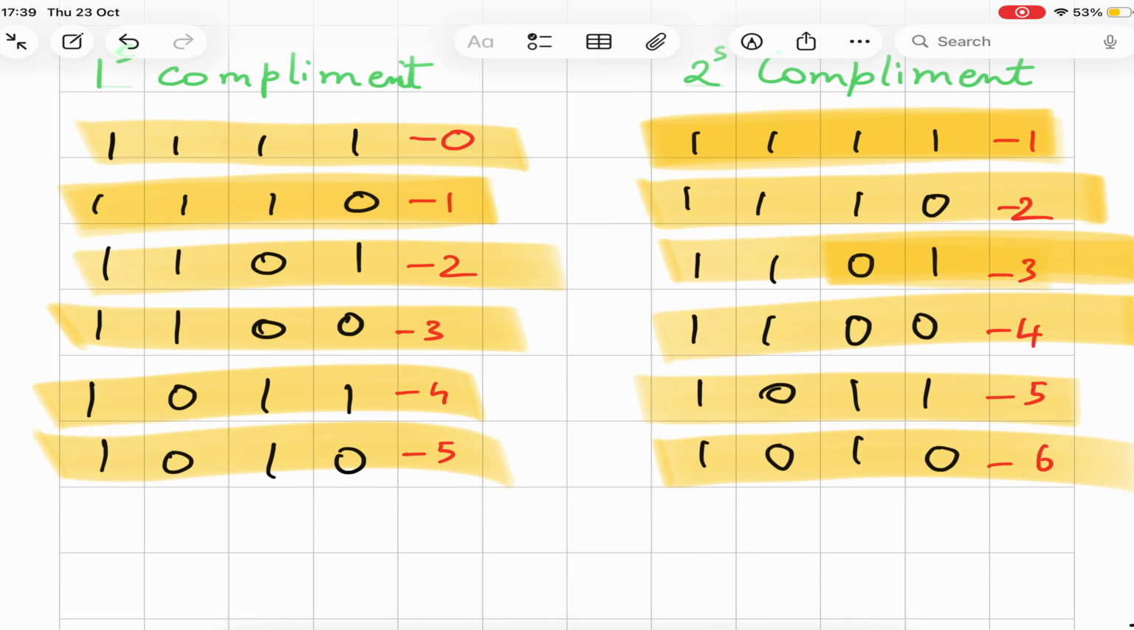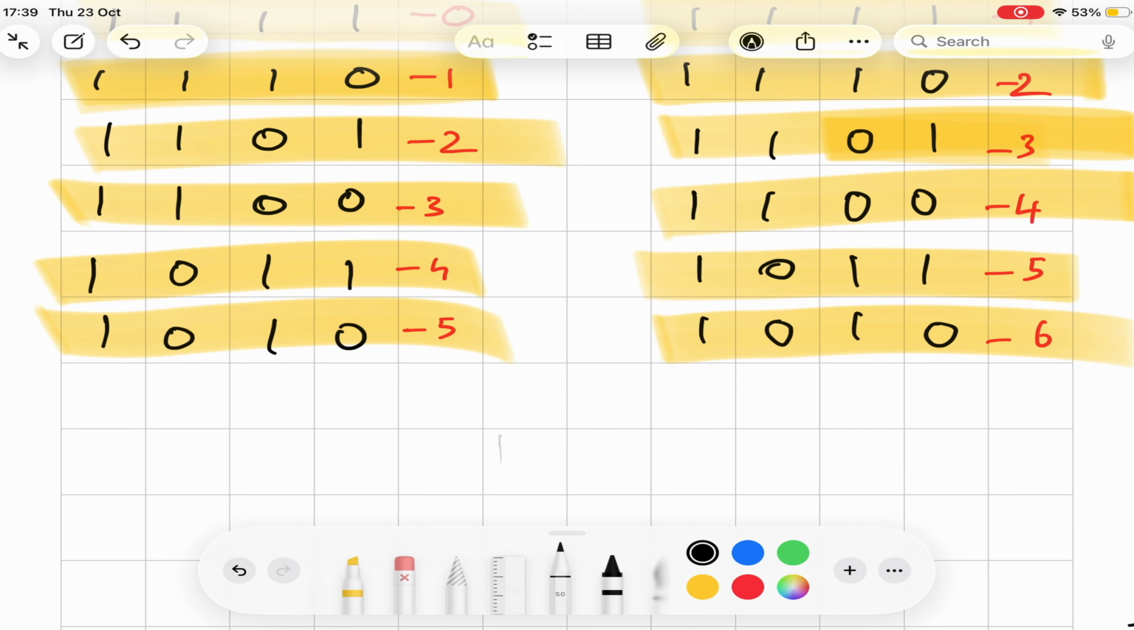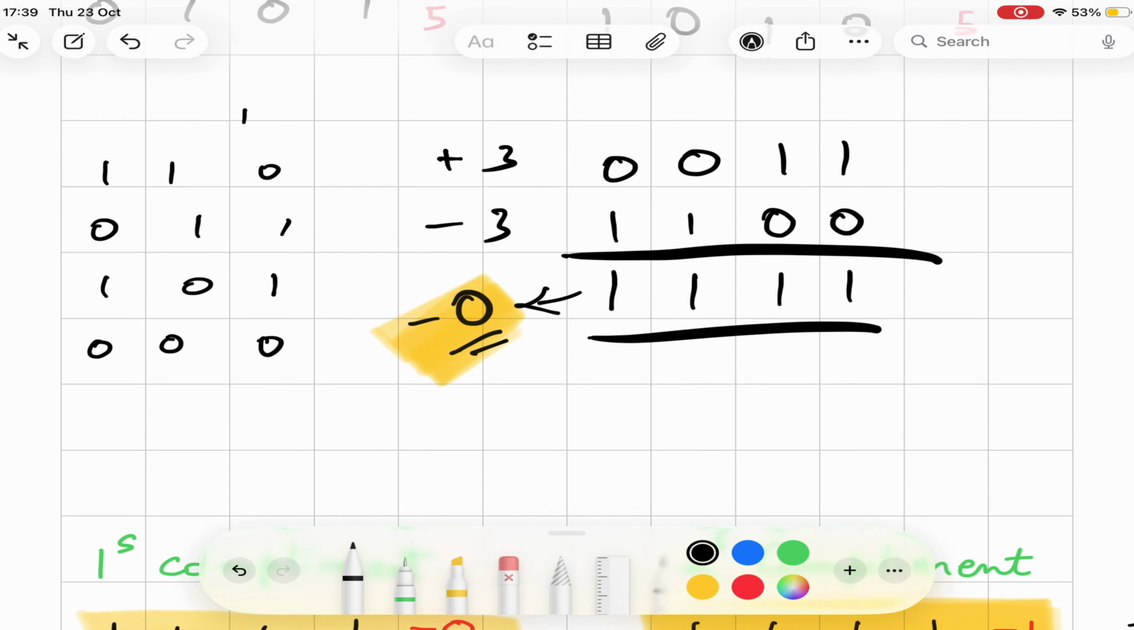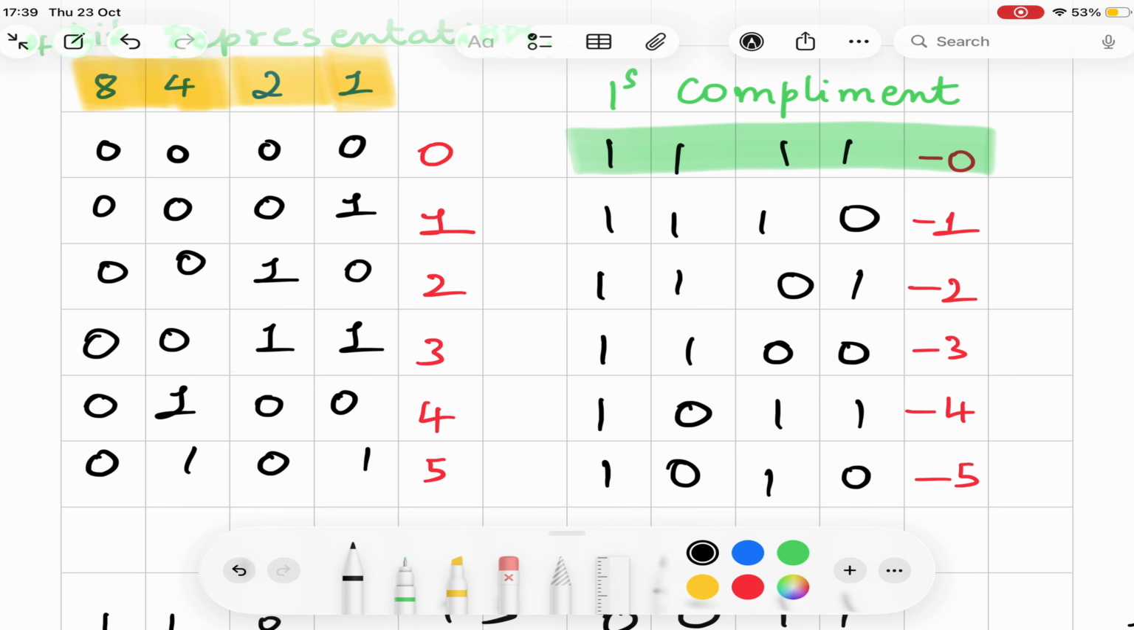Now let's try the same calculation and see if we are reaching negative 0 or positive 0. So let's try. Plus 3 is nothing but, if you look here, you can see our plus 3 is 0011.